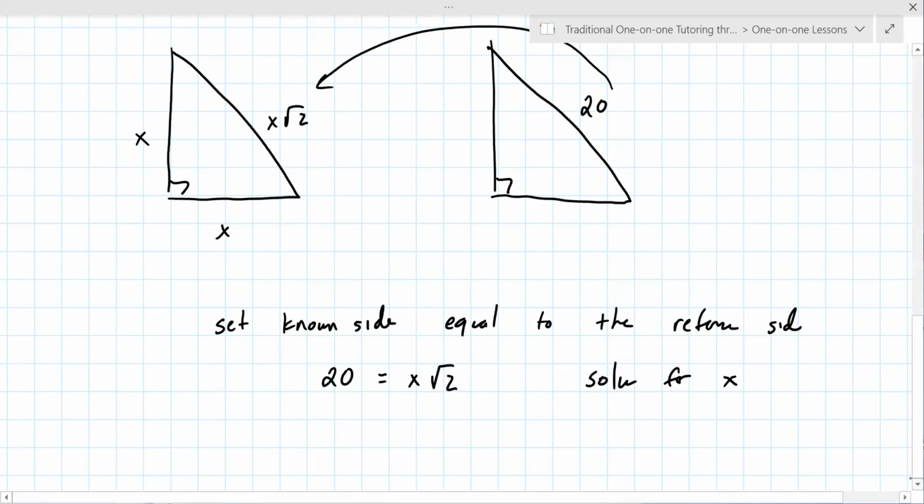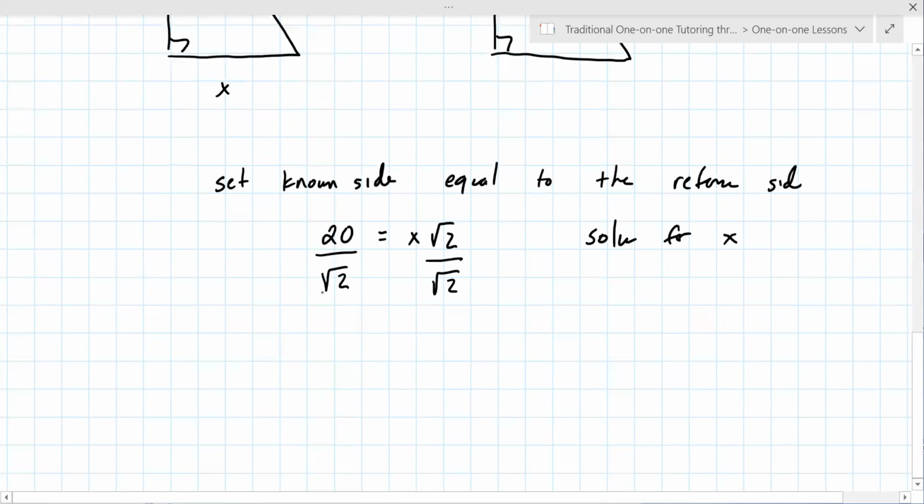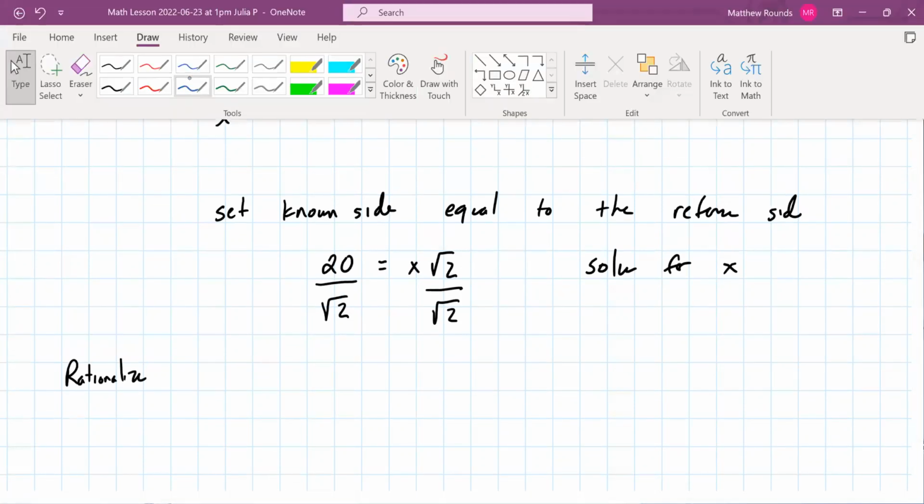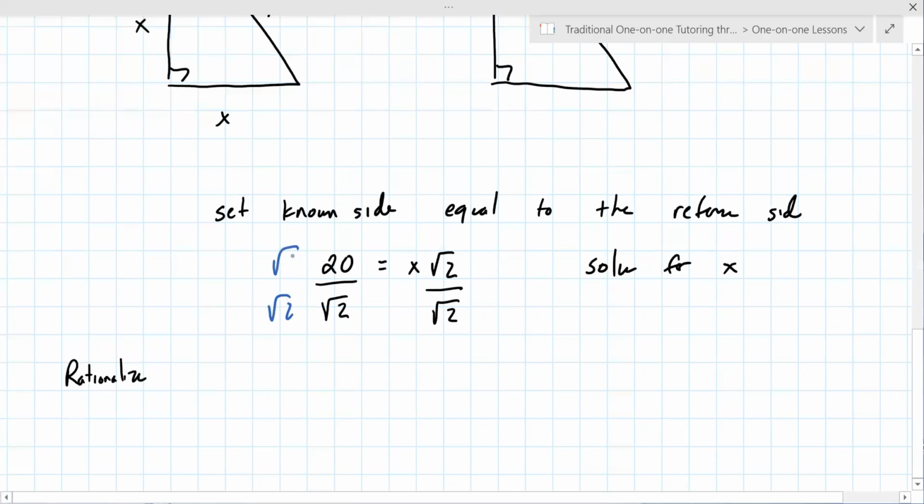So to solve for x here, you divide by the square root of 2 on both sides of the equation. And this is correct, but it is not simplified. You do have to rationalize. So to rationalize, you multiply the top and the bottom by the square root of 2, square root of 2.